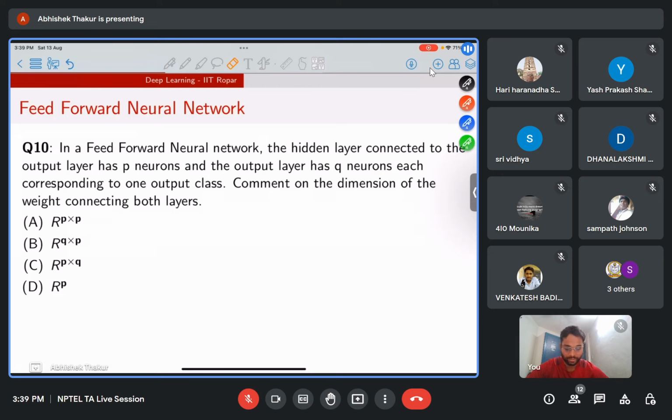Okay, so we will move on to the next question, that is question number 10. This is in a feed forward neural network. The hidden layer connected to the output layer has P neurons and the output layer has Q neurons, each corresponding to one output class. Comment on the dimension of the weight connecting both layers.